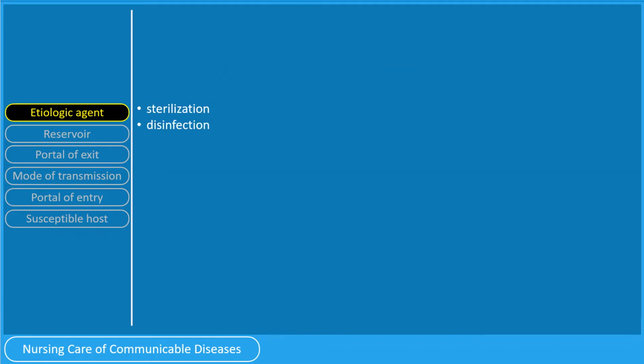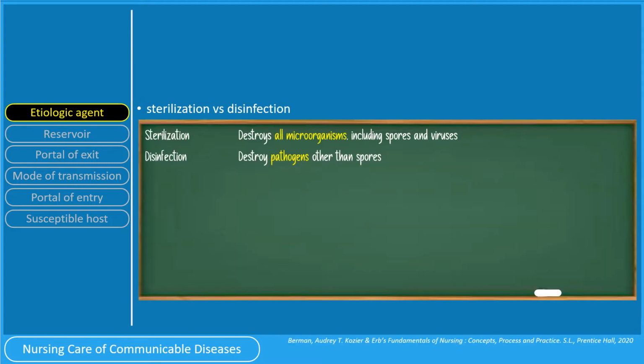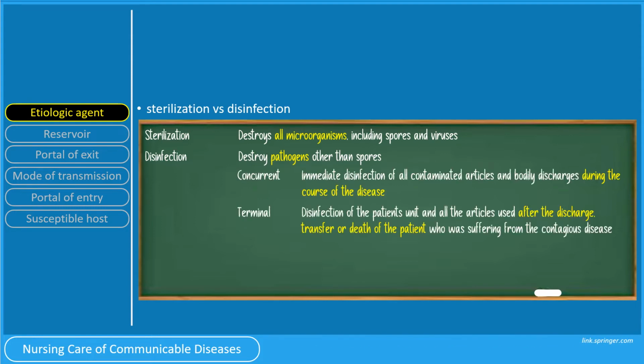So what is the difference between sterilization and disinfection? Sterilization destroys all microorganisms, including spores and viruses, while disinfection destroys pathogens other than spores. There are two types of disinfection, concurrent and terminal disinfection. Under concurrent disinfection, immediate disinfection of all contaminated articles and bodily discharges occurs during the course of the illness.